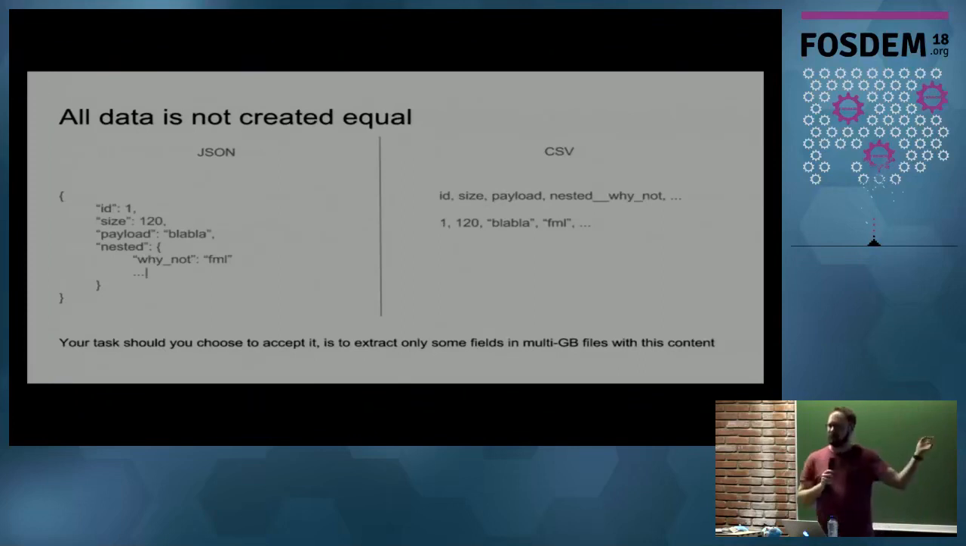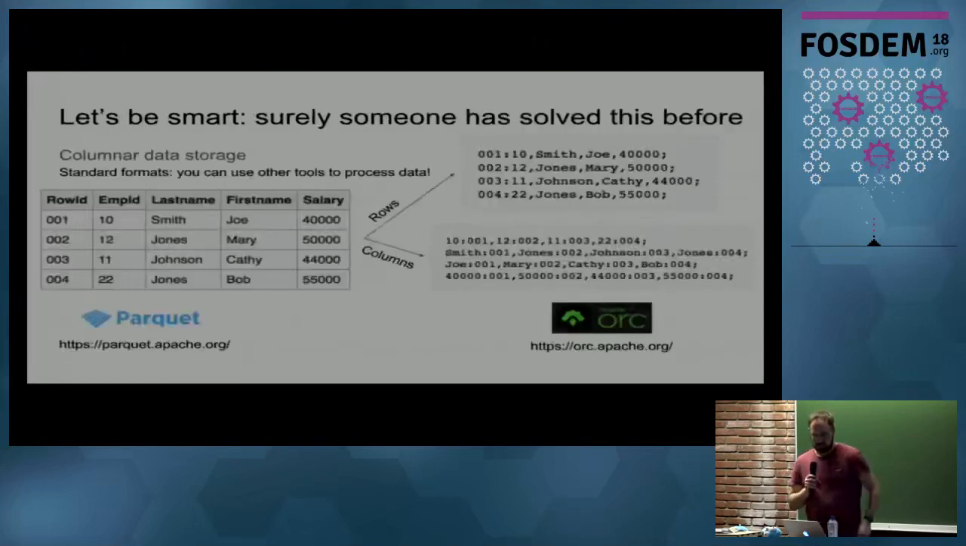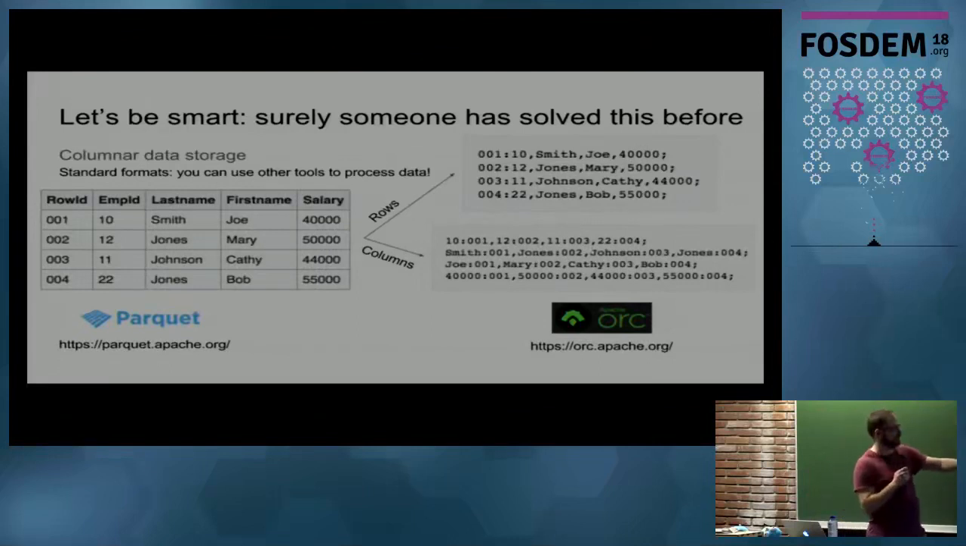Well, you start to do it, and you use encoding/JSON, and it dies, or it's very slow. So then you say, well, let's be smart, and surely someone has solved this before, and people have done it. People that do big data have special formats to store this kind of data, and it's columnar data storage. Quick intro, if you've never encountered it.